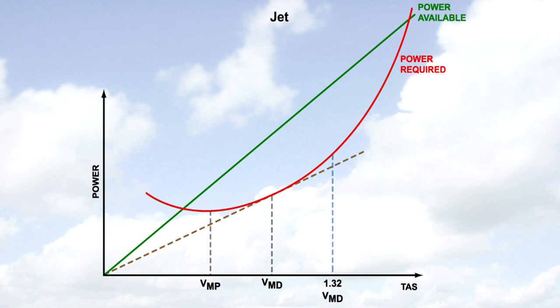Having analyzed the reference speeds, the object now is to locate where excess power available is maximum. The area between the two curves represents the area of excess power. The greatest amount of excess power available will be found where the distance between the curves is at a maximum, as shown here on the graph. Notice that it occurs at this speed. At any other speed, the excess power is less, and the rate of climb will be less. The speed for the best rate of climb is called Vy. For a jet aeroplane, you'll notice that this speed occurs at 1.32 VMD.